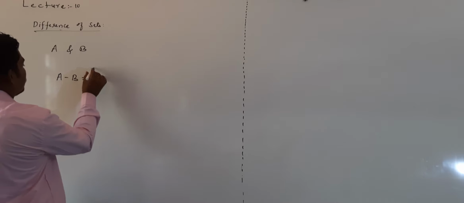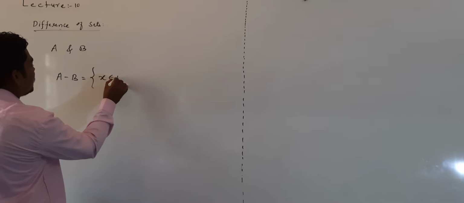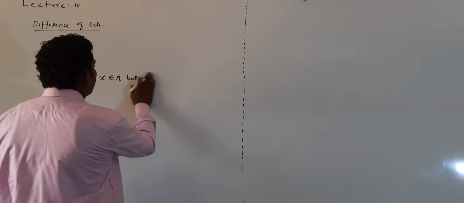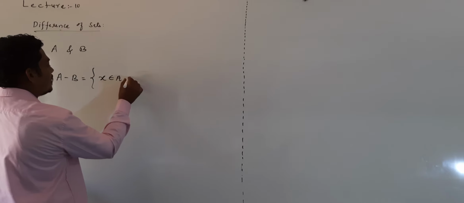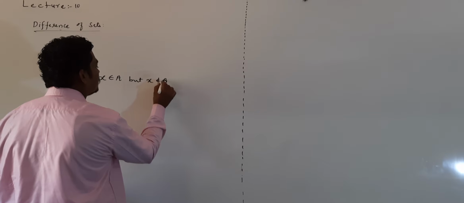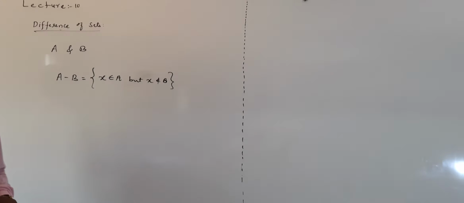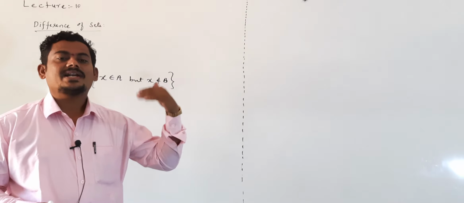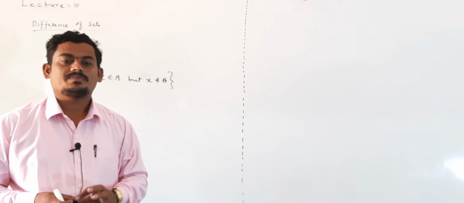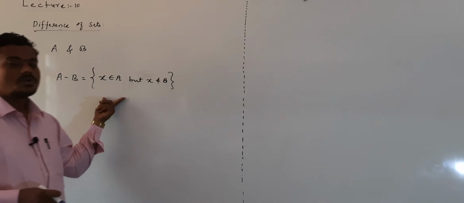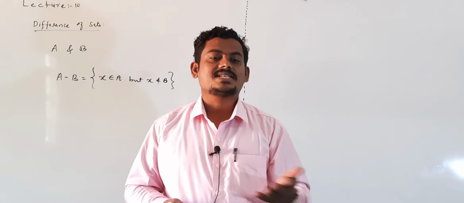That's equal to X belongs to A but X does not belong to B. This is the definition of difference of sets. Then the set of all elements which belong to A but not to B is called A minus B, or difference of A and B. The set of all those elements which belong to the first set but not to the second set is nothing but the difference of the first set and the second set.